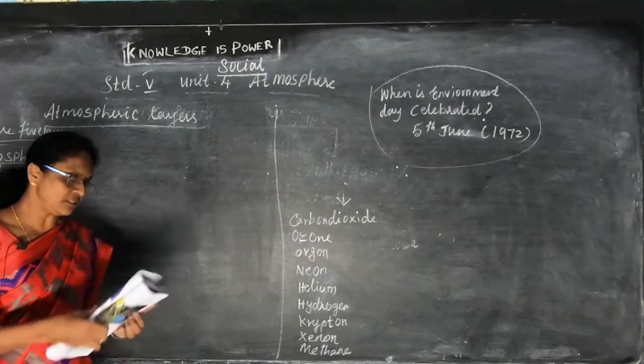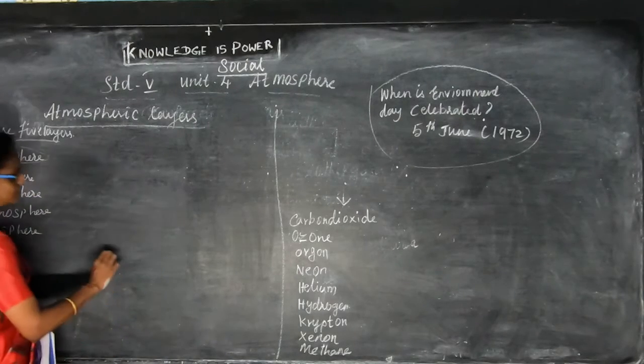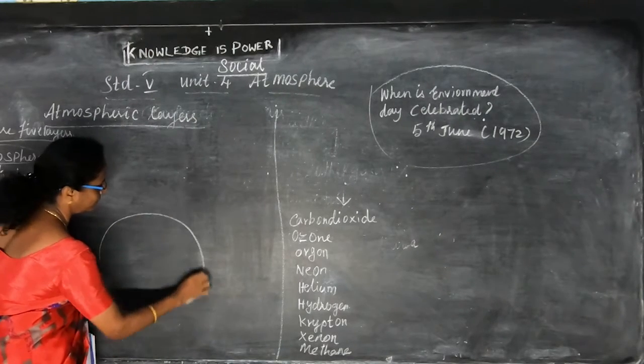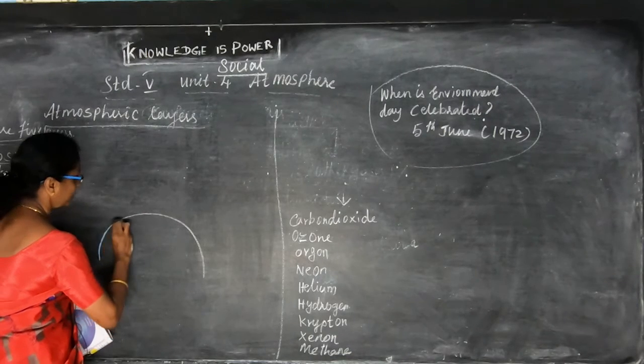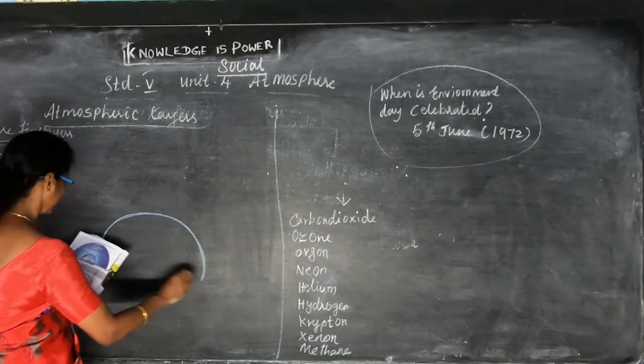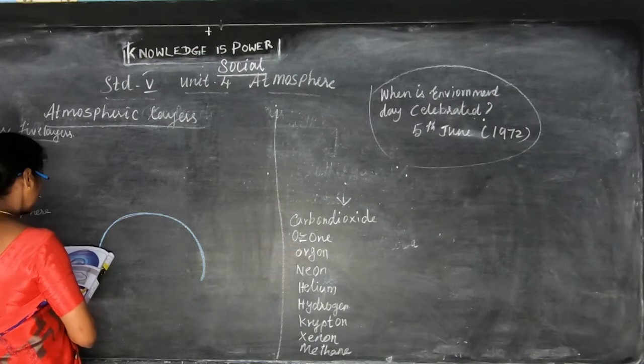Okay, now shall we see the diagram? So this is the world. Let us see the 5 layers. Okay, so what are the layers?